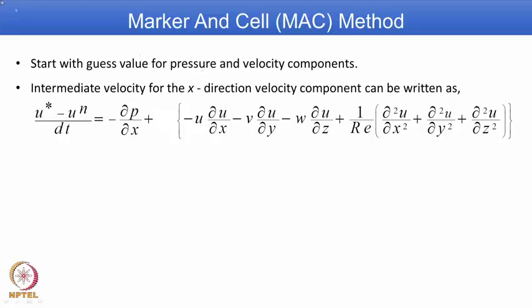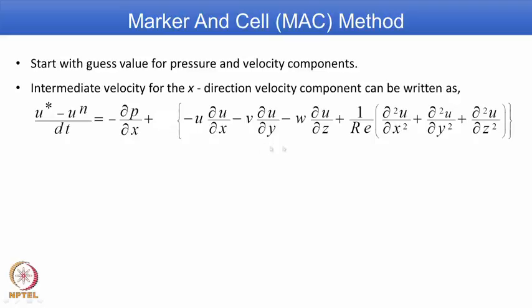u with the superscript n refers to previous time level. All the terms on the right side, del p by del x and convection term, viscous diffusion term, we follow any procedure for discretization.